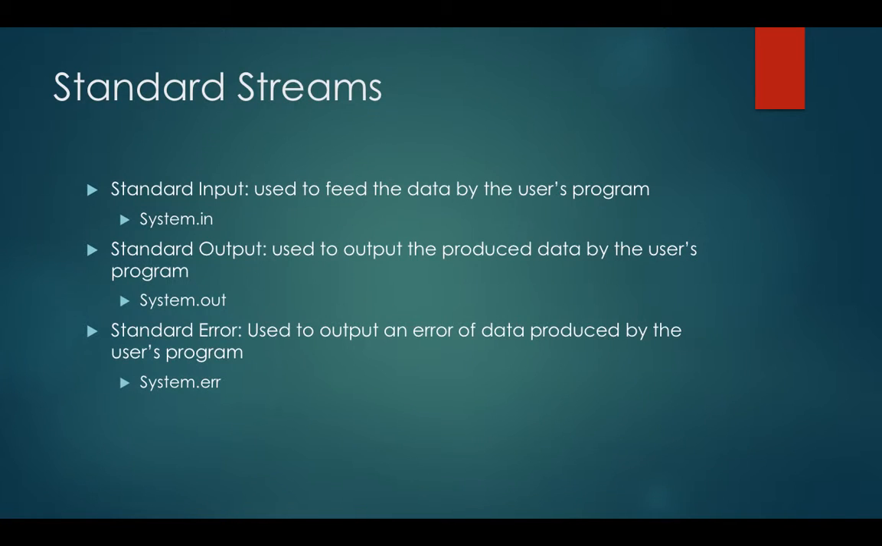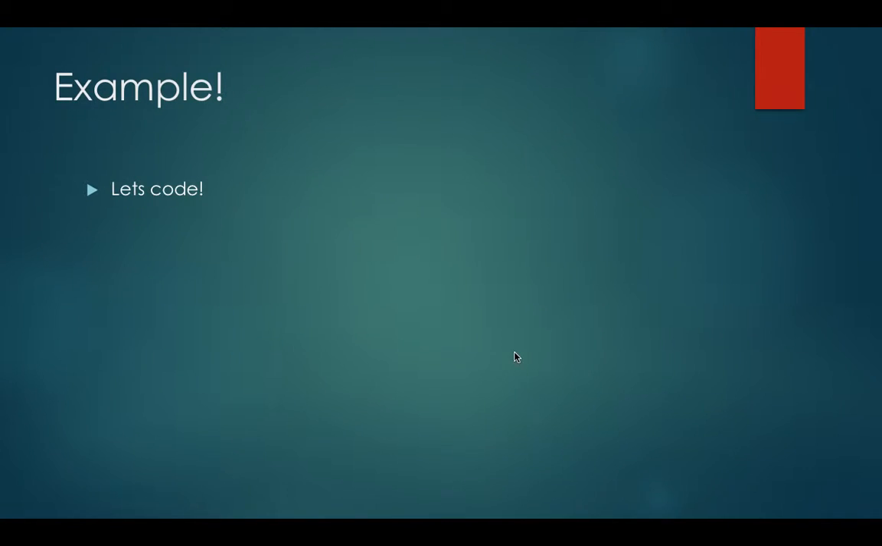So there are some standard streams. Today we are going to be talking about input in this lecture. Next lecture we will be focusing on output, but I did want to touch bases on them in this lecture just so you guys knew. So we have standard input, used to feed data to the user's program. You use System.in if you want someone to type something that's going to be put into your program. Then there's standard output, which is used to output the data produced by the user's program. So again, you use System.out. And then there's standard error, used to output an array of data produced by the system's program, and that you can do with System.err.